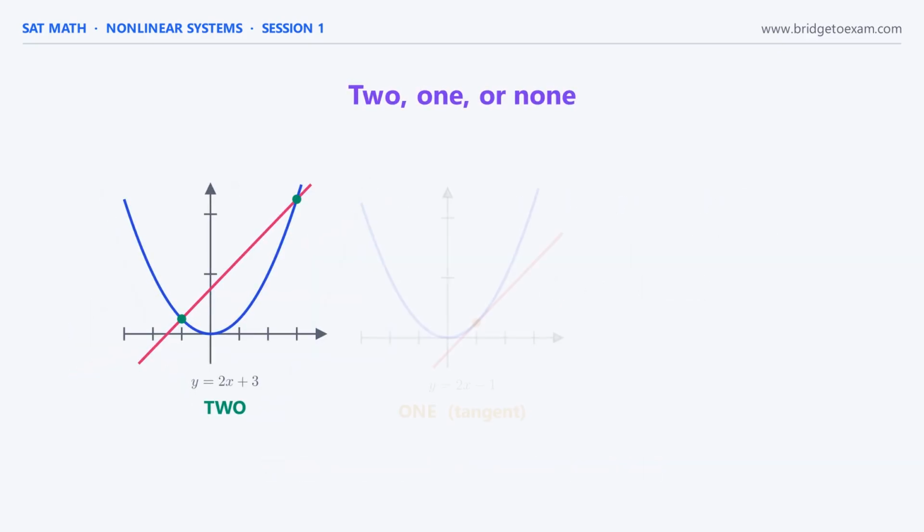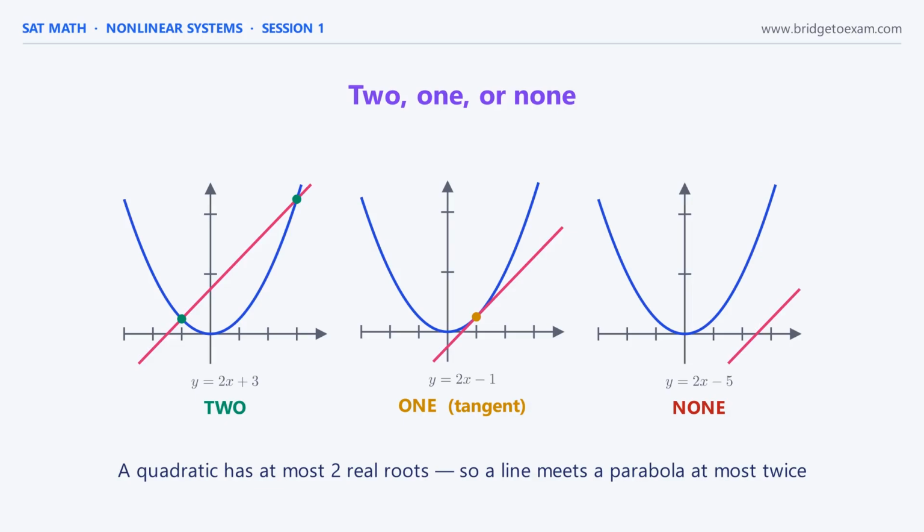So how many solutions can you get? When you set a line equal to a parabola, you always land on a quadratic, and a quadratic has at most two real roots. So there are exactly three possibilities. The line can cut straight through the parabola at 2 points.